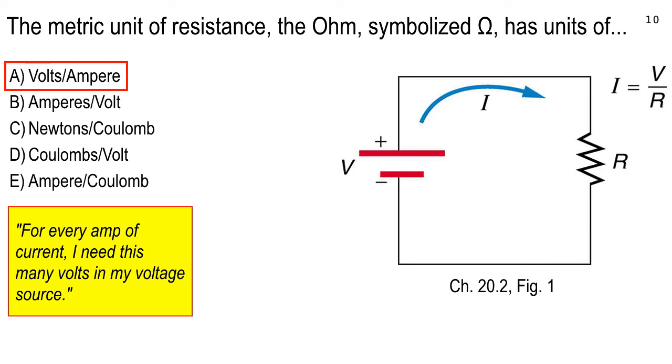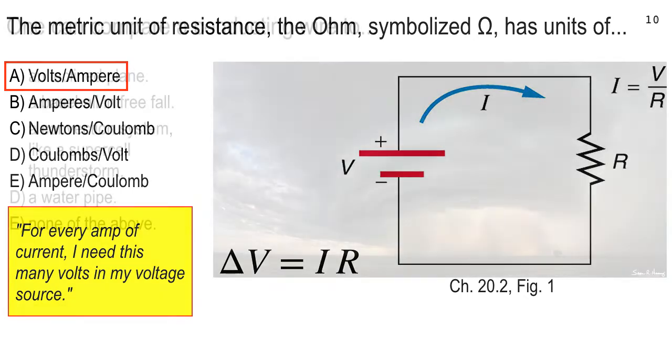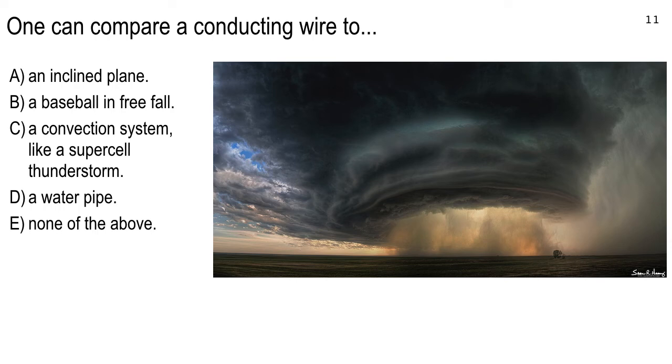Right. And here's the version of Ohm's equation that I remember: V equals IR, or delta V equals IR. If you can remember that, you can figure out your units of resistance, volts per amp. Get R by itself, it's delta V over I. That's the constant of proportionality that we mentioned earlier, et cetera. Okay, next question. One can compare a conducting wire to A, B, C, D, or E.